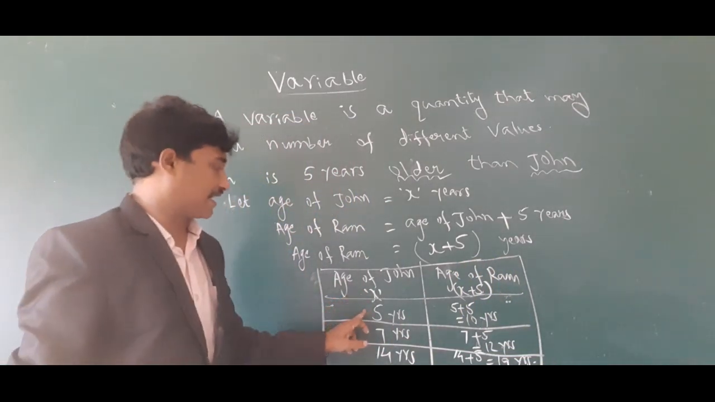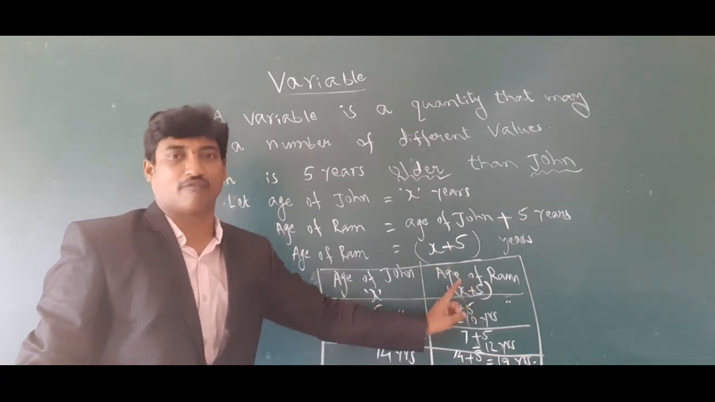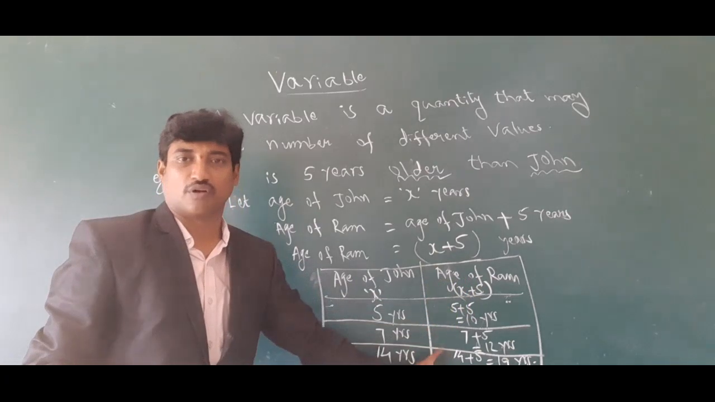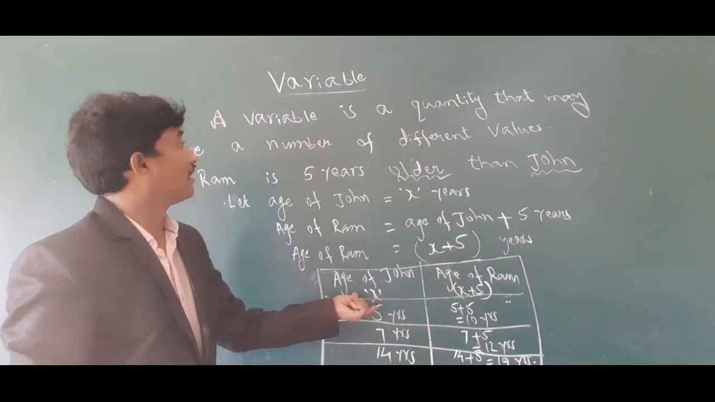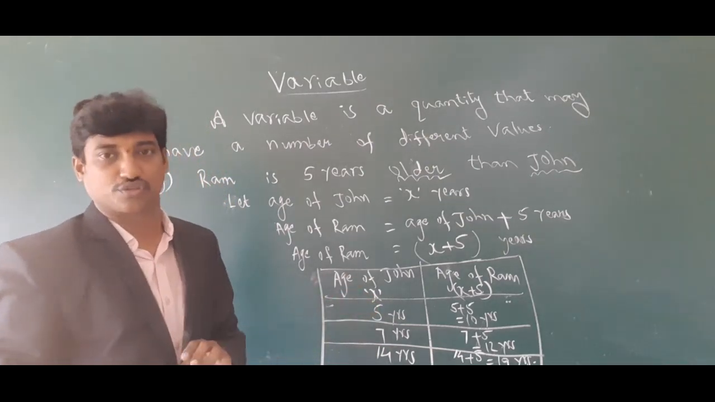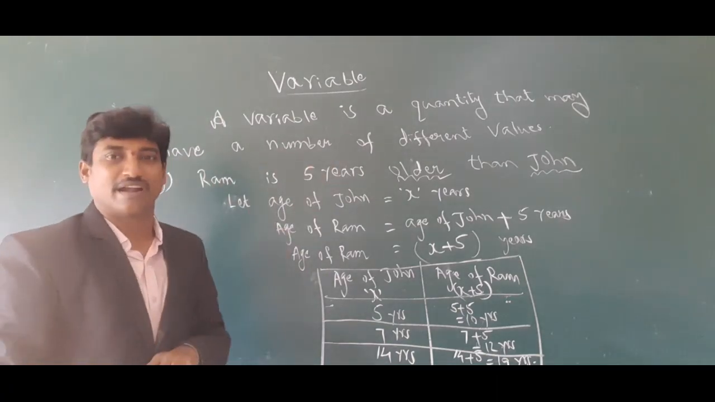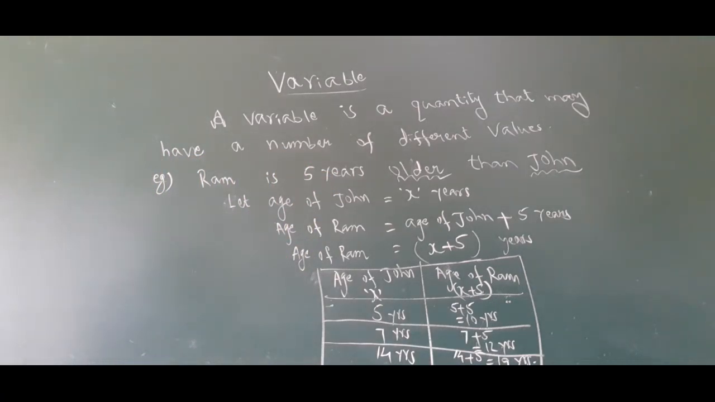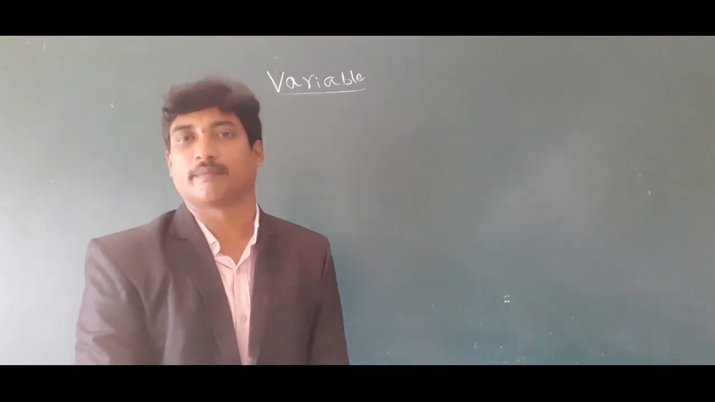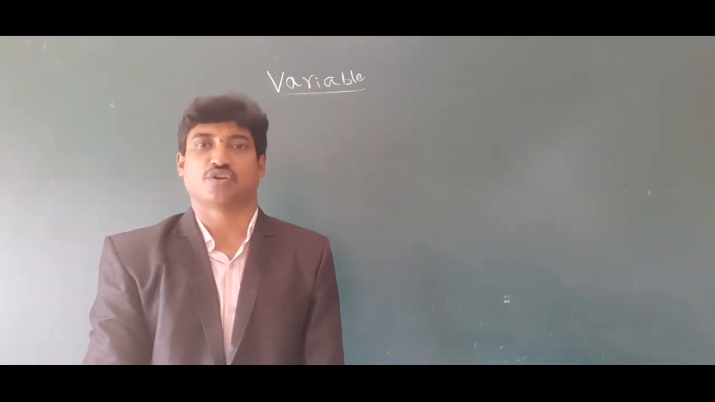So here x is taking different values, and based on x we can find the value of x plus 5. A variable is a quantity that may have a number of different values. Now, a variable is something that has at least two values.